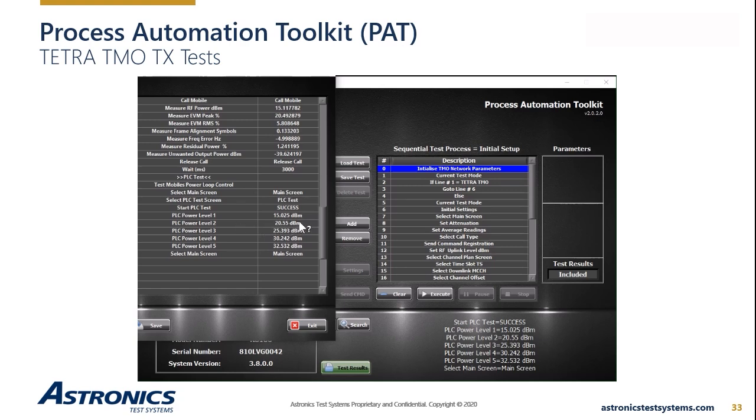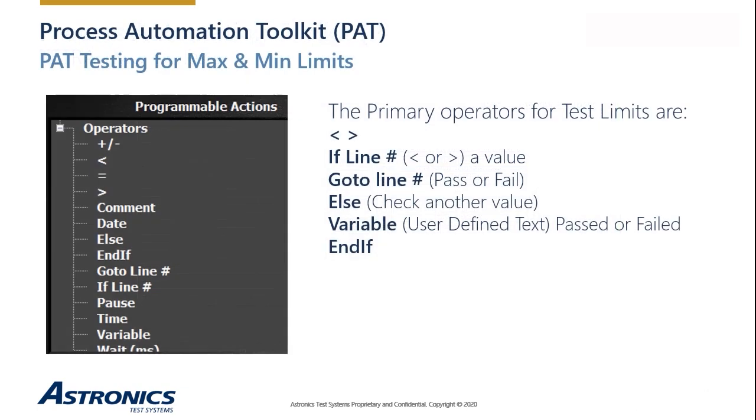In the next 5 slides, we'll take a look at how PAT can assist you in testing your radio for max and min limits, i.e. maximum power, maximum deviation, minimum deviation, and SINAD, and so on, receiver and transmitter tests. Essentially they're based around these operators. The primary operators for test limits are greater or less than, go to line, else, and a variable that can be user defined, so I can make text say passed or failed, and the end if.